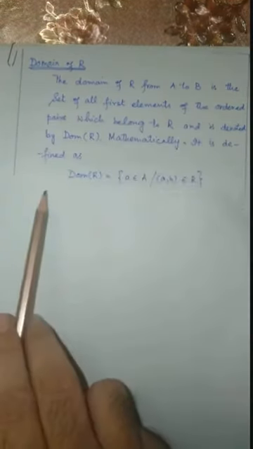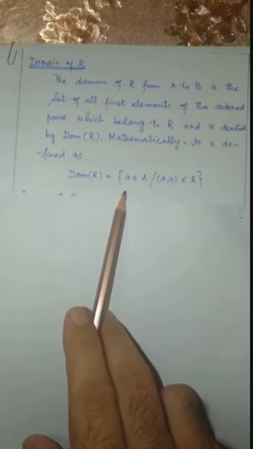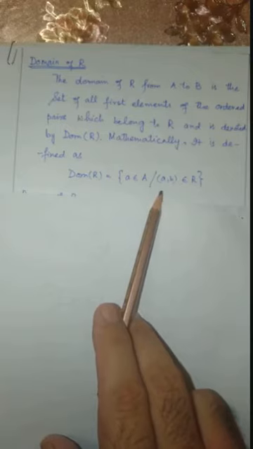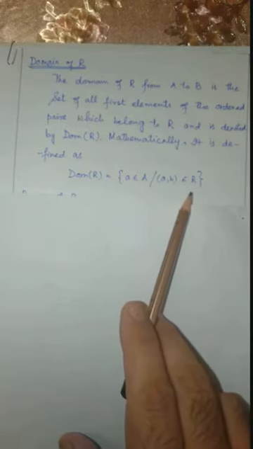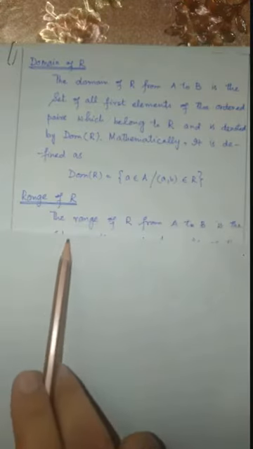Mathematically, it can be defined as the domain of the binary relation is equal to the set of small a belonging to capital A in set A such that (a, b), that is the ordered pair, belongs to the binary relation. Range of binary relation.